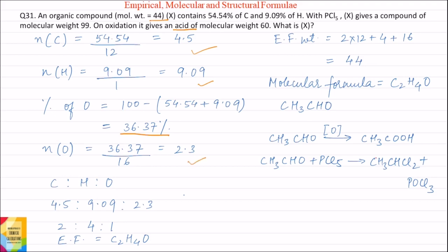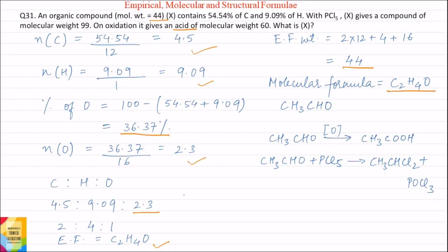Now the ratio of the moles of carbon, hydrogen and oxygen is equal to 4.5:9.09:2.3. Now we will divide all of these by 2.3, and we get a simple ratio, that is 2:4:1. So the empirical formula of X will be C2H4O. Now the empirical formula weight will be, there are 2 carbons, so 2 into 12 plus 4 as there are 4 hydrogens plus 16 as there is 1 oxygen. So empirical formula weight will be equal to 44. Now empirical formula weight and molecular weight are both the same. Therefore the molecular formula is also C2H4O.